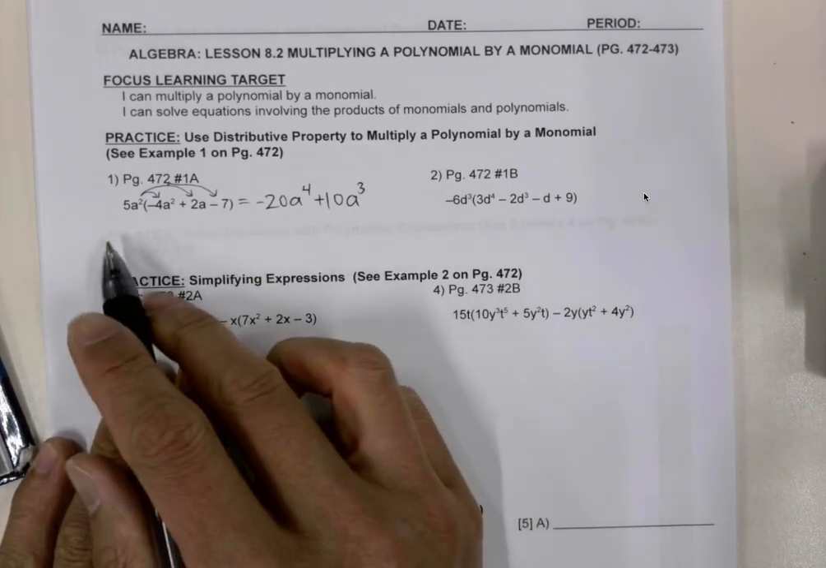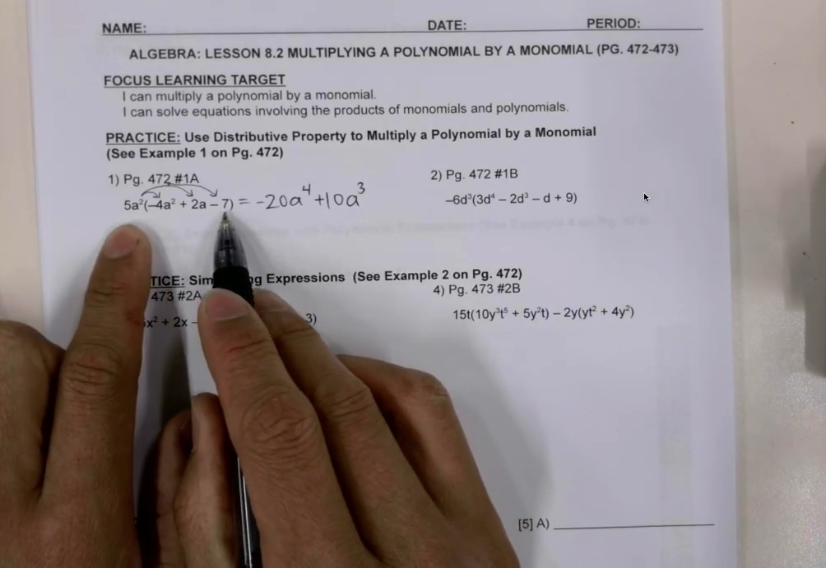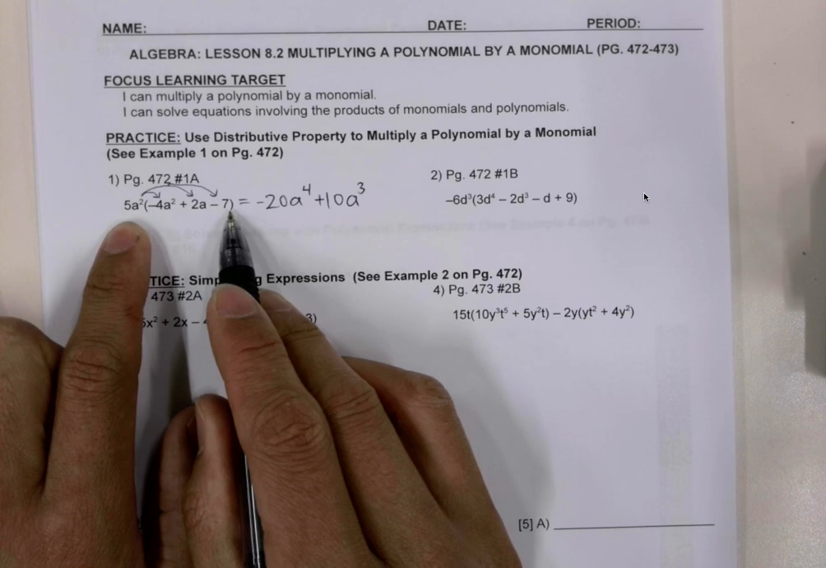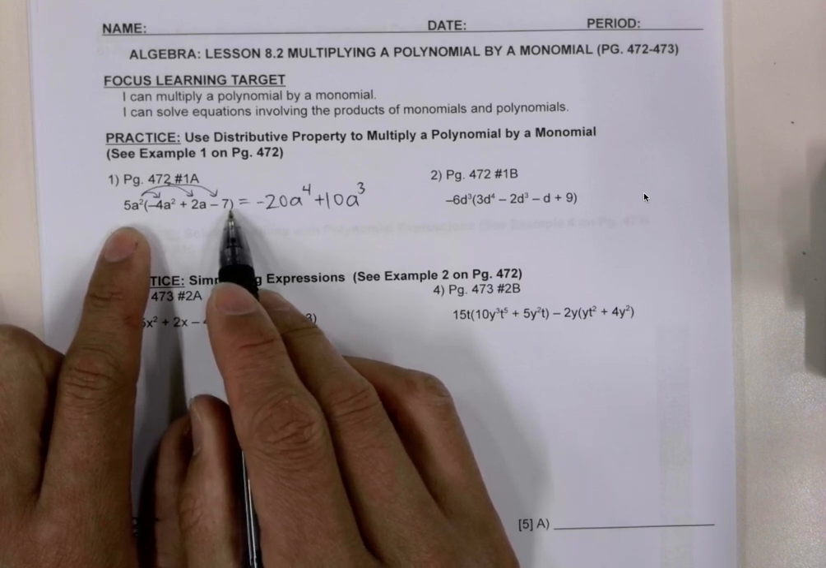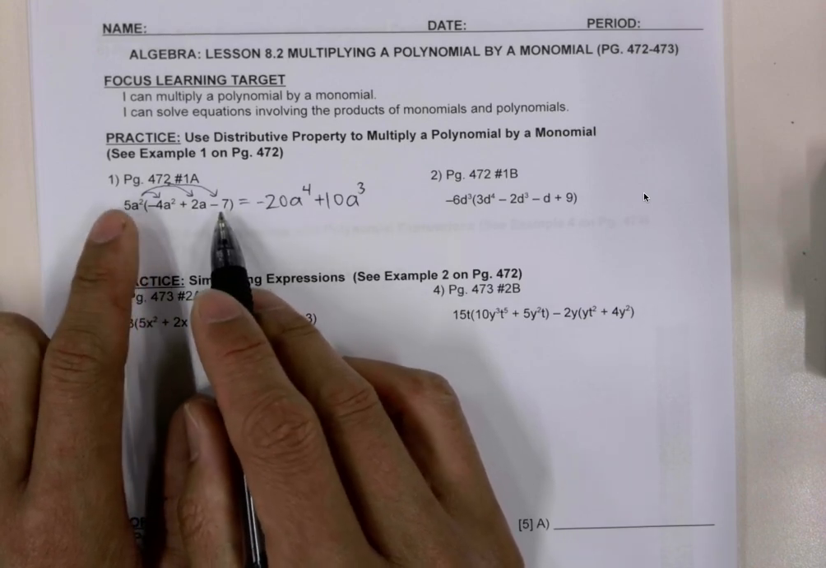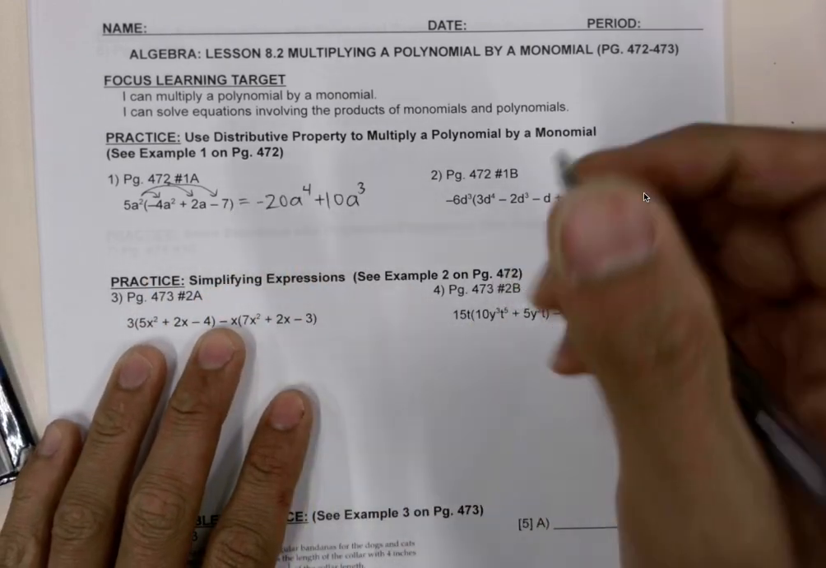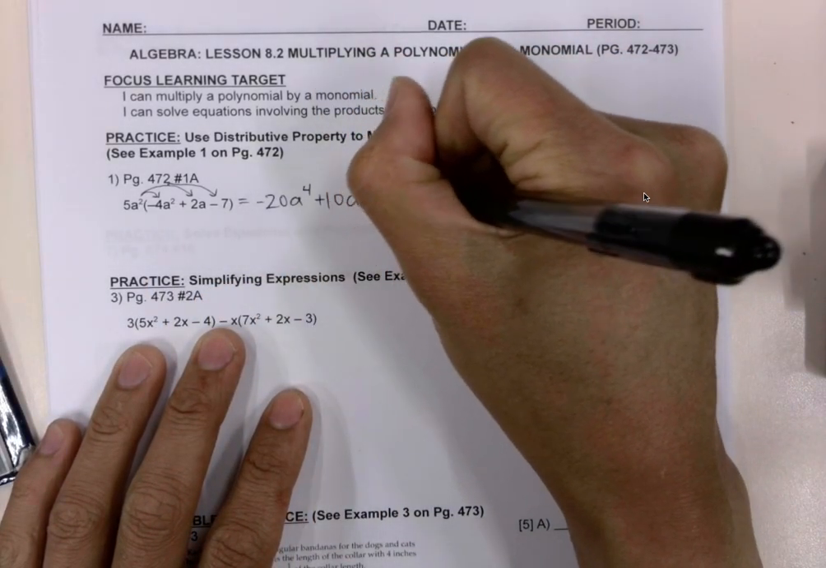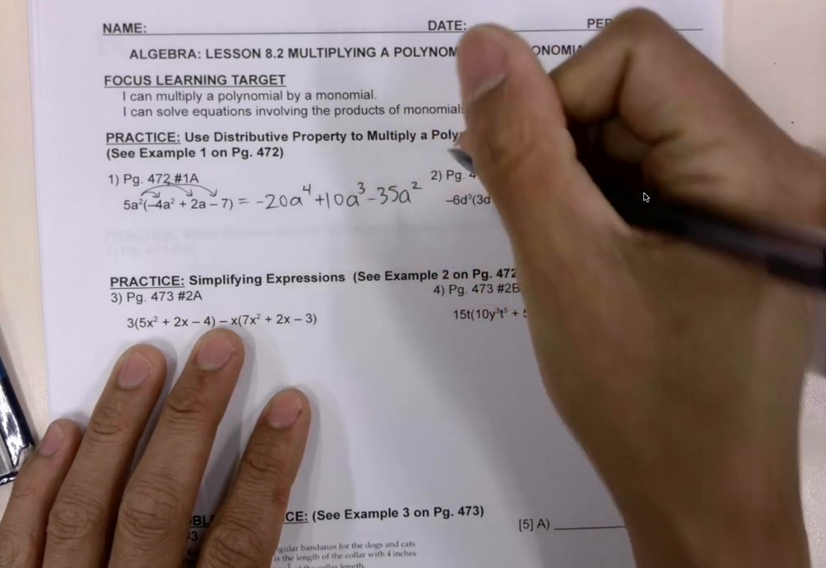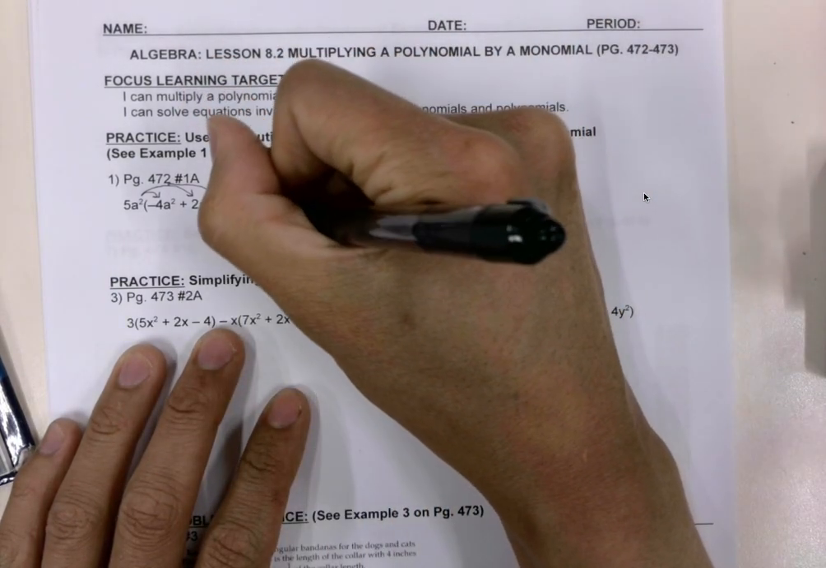Right. And then we move on to the last one, and the last one does not have an a in it, so we are going to just multiply the 5 times the -7. So we'll get -35a squared, and that is our final answer.